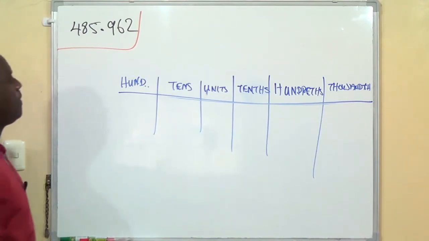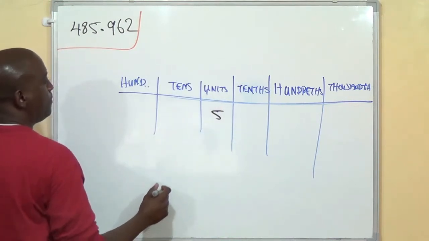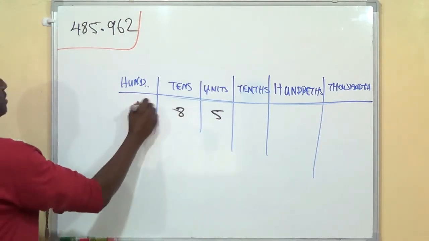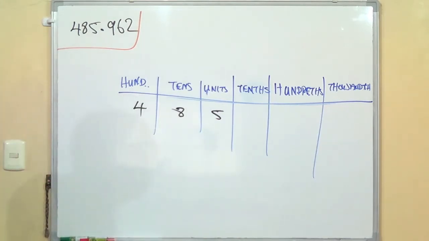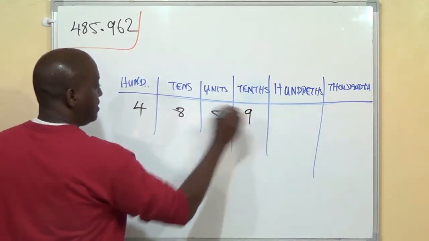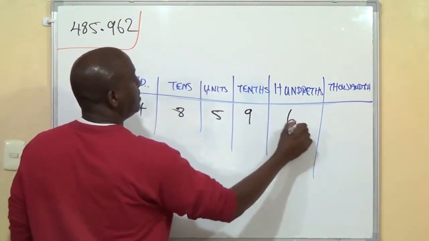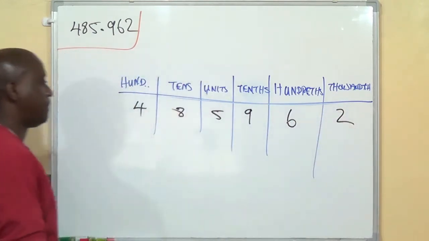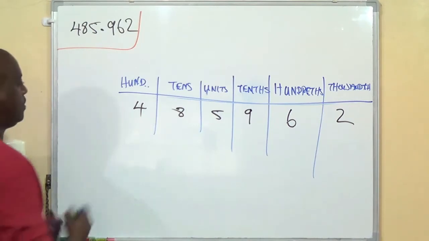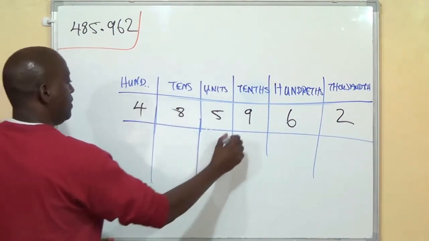Alright, so this is essentially what we have. This number here is 5 units. This number here is 8 tens and 4 hundreds. That we understand instinctively. Tenths now, we're going into the decimal side of things now. This is 9 tenths. This is 6 hundredths. And this is 2 thousandths. Alright. So, let me make another line here.